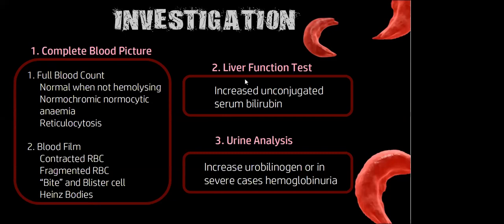The result expected would be an increase in the unconjugated serum bilirubin due to the increased red blood cell hemolysis. And the last one, in the urine analysis, we might expect increased urobilinogen, or in severe cases, hemoglobinuria.